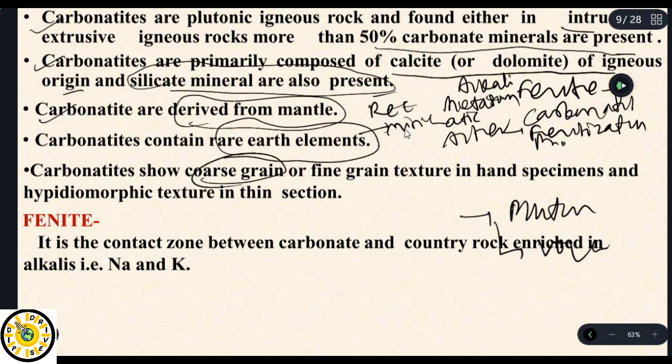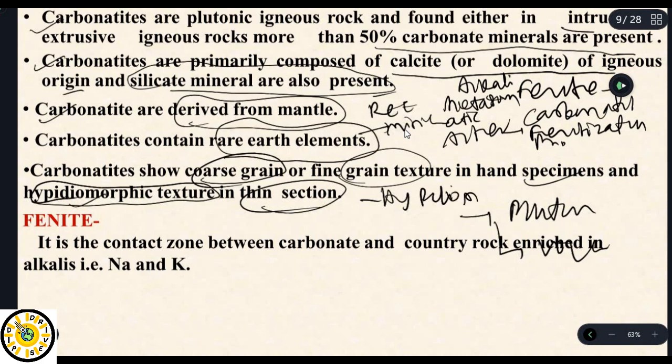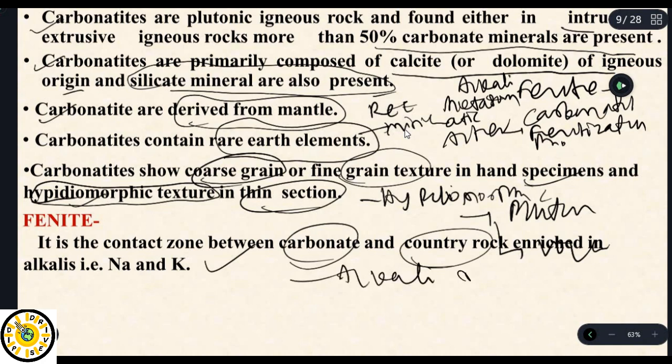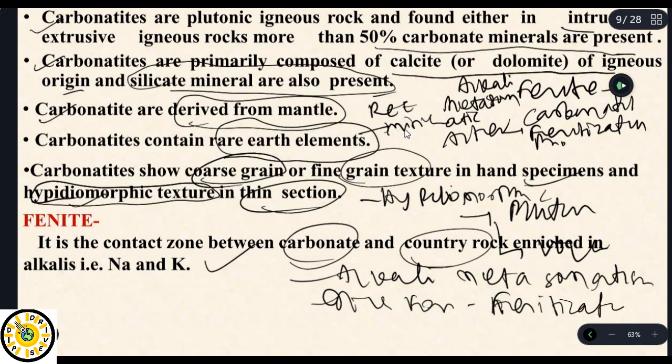Carbonatite shows coarse-grained or fine-grained texture in hand specimen, and hypidiomorphic texture in thin section. Okay, fenite, I already covered this. This is the contact between the carbonatite and country rock, formed due to alkali metasomatism, that is called the fenitization process.